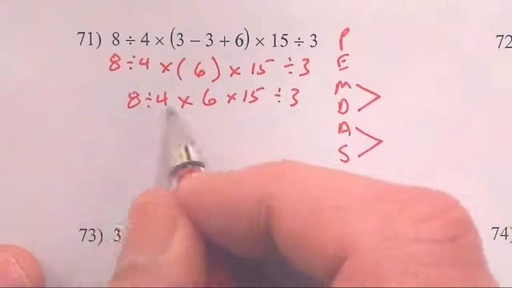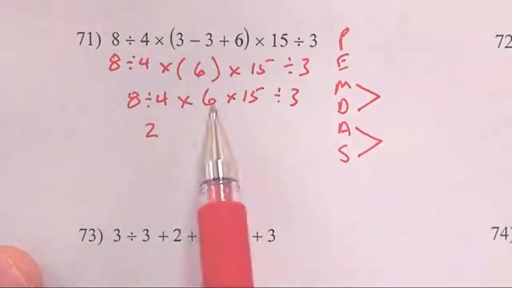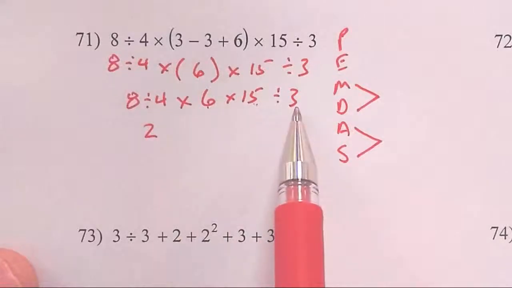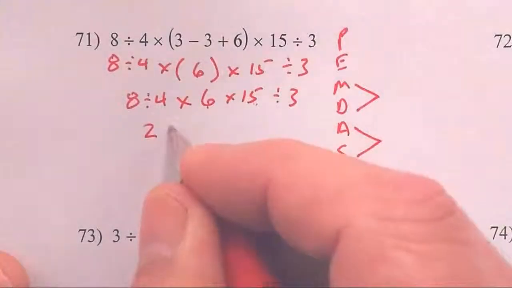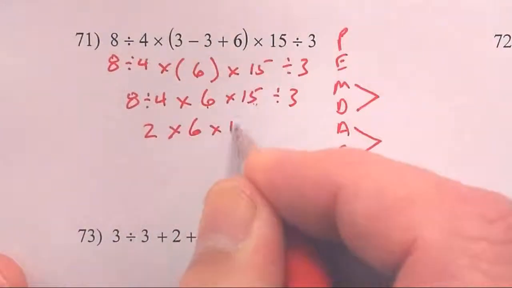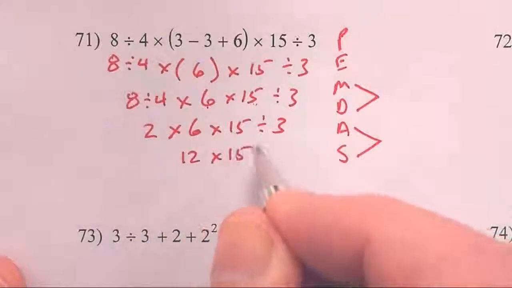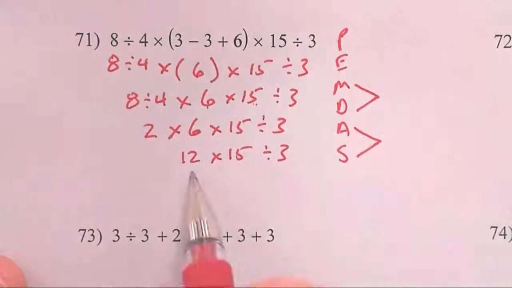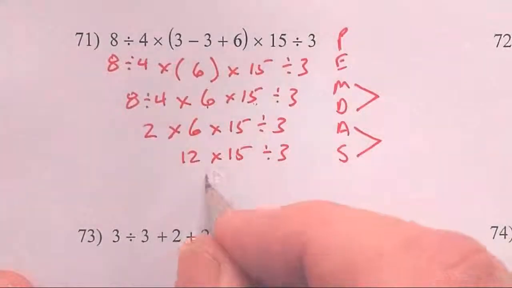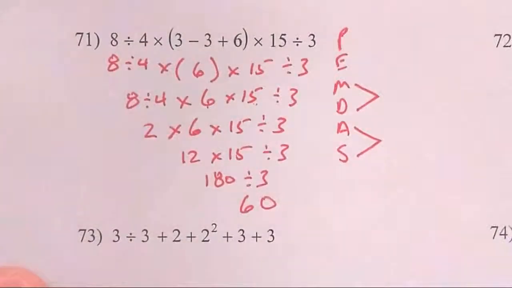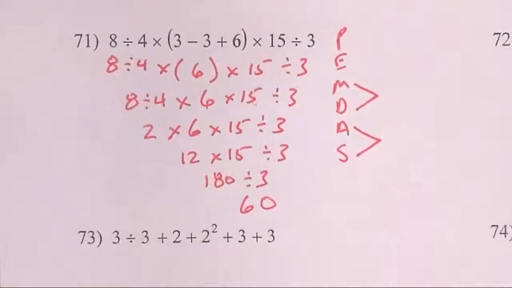So left to right, I get 2. Now, can we get away with multiplying 6 times 15? Can we get away with dividing 15 by 3? Better be careful with that. 2 times 6 times 15 divided by 3. Left to right, that's 12 times 15 divided by 3. That's 12 times 15. That would be 150 and 30. That's 180 divided by 3, or 60. Again, even though the numbers are pretty easy, we might just go to calculator here.